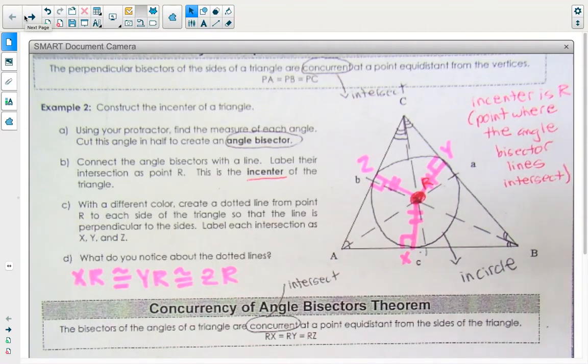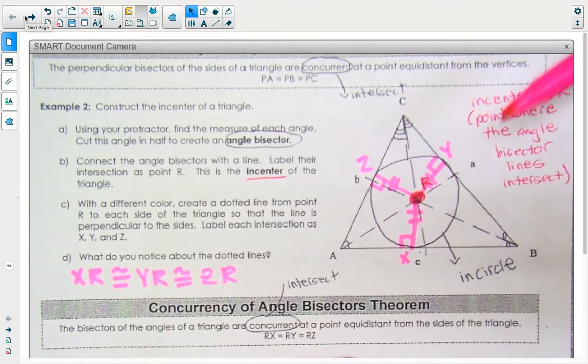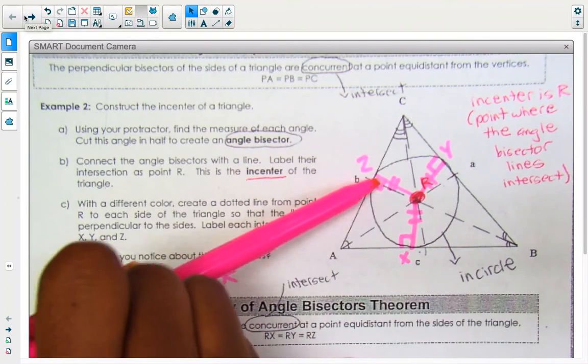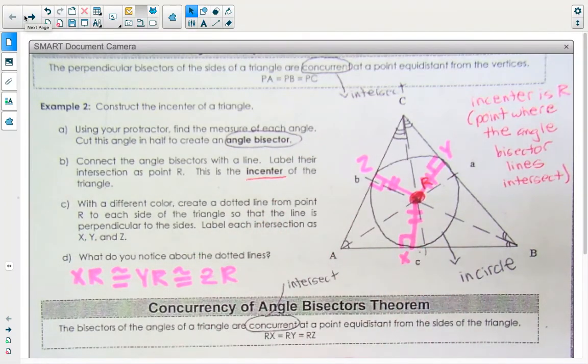Part C, with a different color, create a dotted line from point R to each side of the triangle so that the line is perpendicular to the sides. So I've already used my protractor previously and done that. I started at my incenter. I created a 90-degree line here. So you see a little 90-degree mark. This is a 90-degree mark here, and this is a 90-degree mark here.